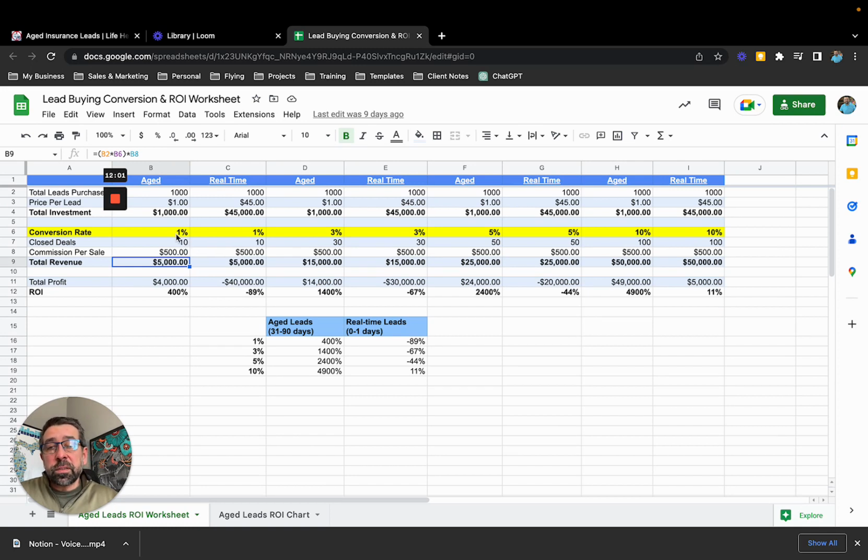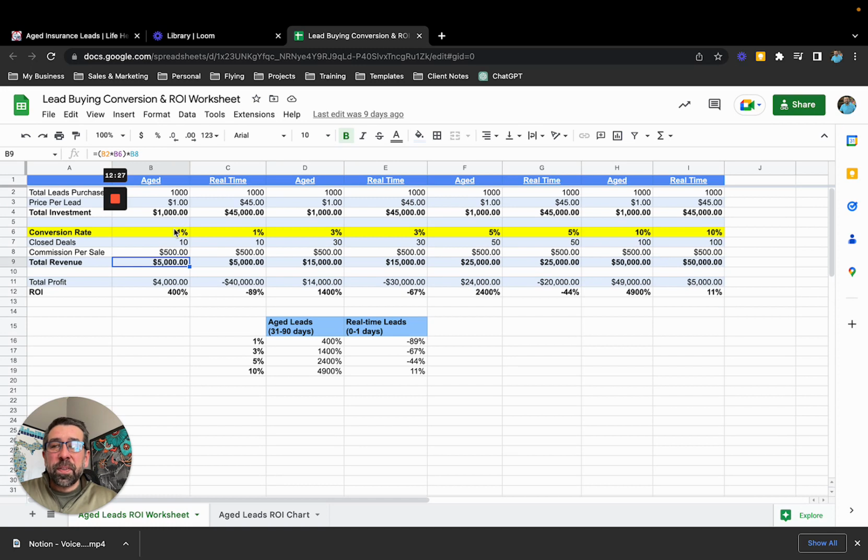So let's assume this. And again, these conversion rates are based on leads, right? So purchased leads, aged or real time. And you can see this right here will change your revenue significantly, just by increasing your conversion rate. But let's go super simple. Let's say, hey, just 1%, right? Because all leads are garbage, right? Let's just start with the premise that all leads are crappy.